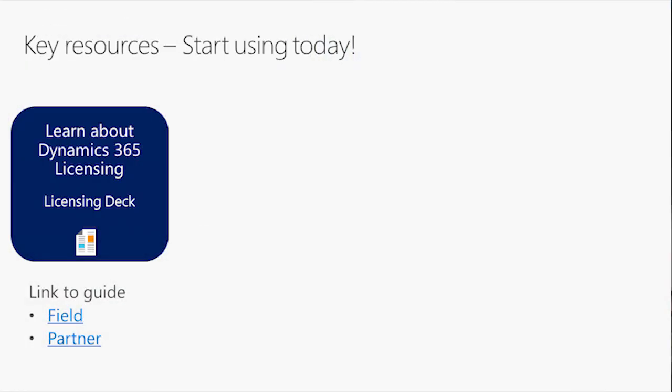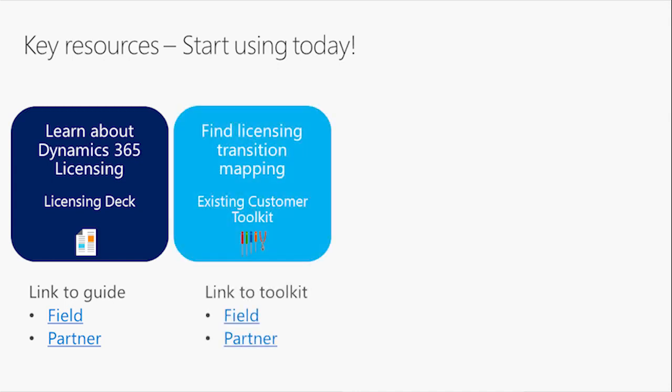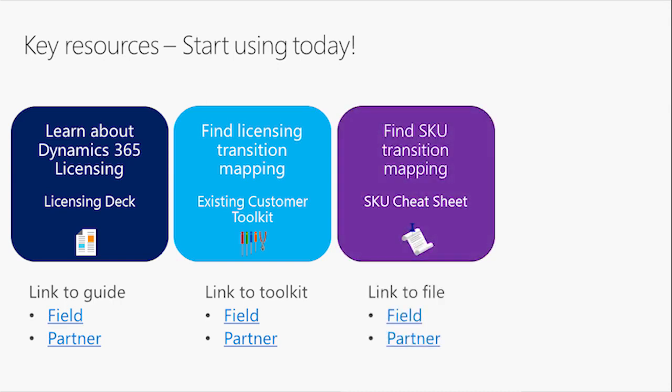First, learn everything about Dynamics licensing, from your onboarding to those who are ready to learn more with the Dynamics 365 licensing deck. Learn more about transition options to customers, either moving to the cloud or to Dynamics 365 with the toolkit. And best, find the exact SKU for your customer order with the SKU cheat sheet Excel tool.